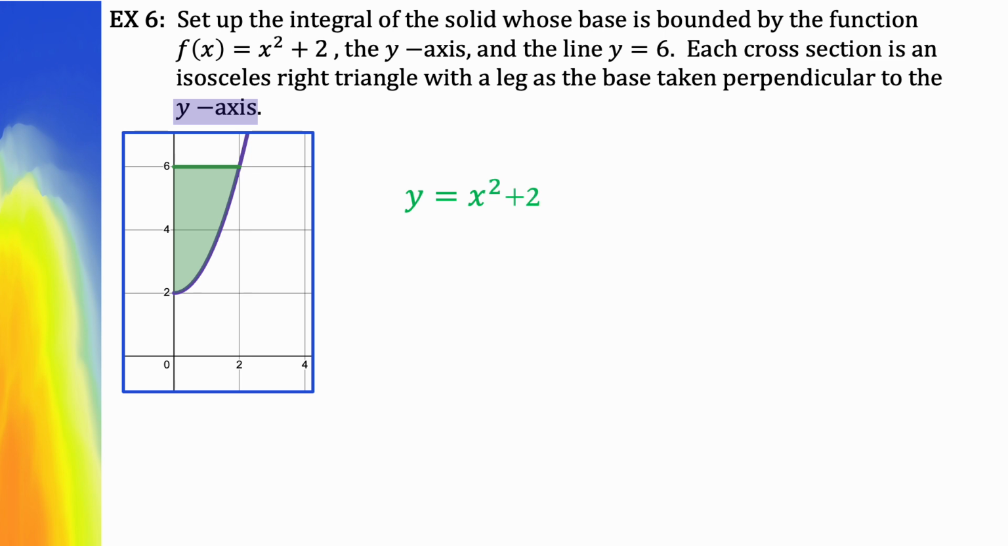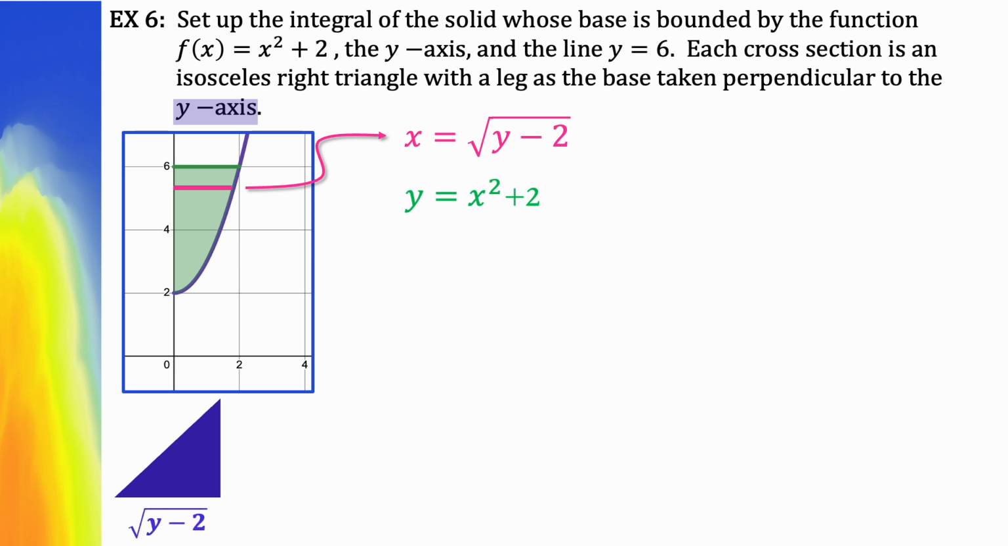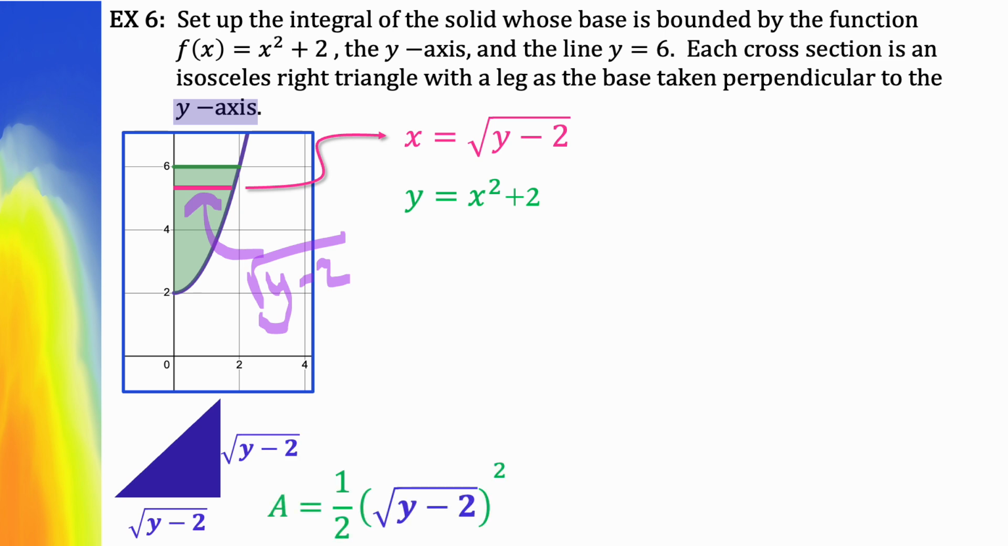We've got this function y equals x squared plus 2, but my cross sections are taken perpendicular to the y-axis, which means the height of the cross section has to be in terms of y, or it has to be an x equals. So this time, my isosceles triangle, the leg that's the base is going to be root y minus 2. So we're talking about this. That height right there is root y minus 2. And then because it's an isosceles right triangle, that's the height of that triangle, too.